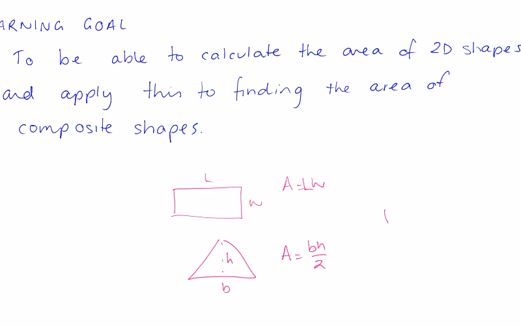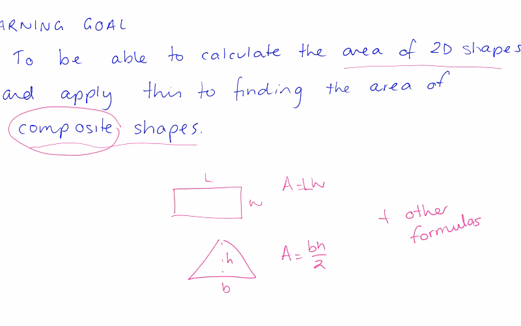There's other formulas. It's the expectation that you know these formulas. So we need to find the area of 2D shapes and apply them to a composite shape. So I ask you, what do you think is meant by a composite shape? Well, a composite shape is simply a shape made up of other shapes. So we could have something like this.